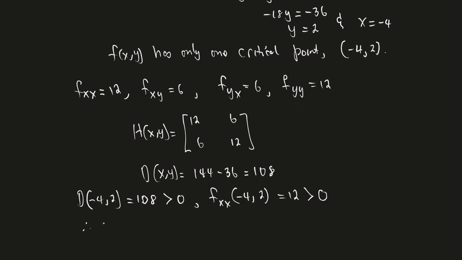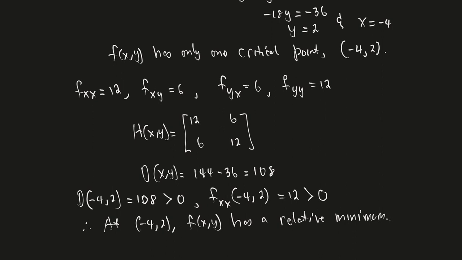So therefore, at (-4, 2), f(x,y) has a relative minimum. And that's because at this point, this information tells us it's almost like our surface is concave up. We don't really define it in that way, but that's the similarity with what would have happened in Calc 1.